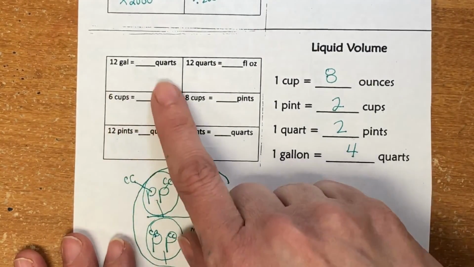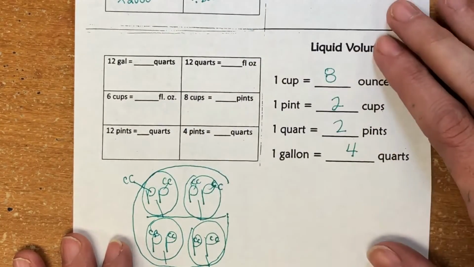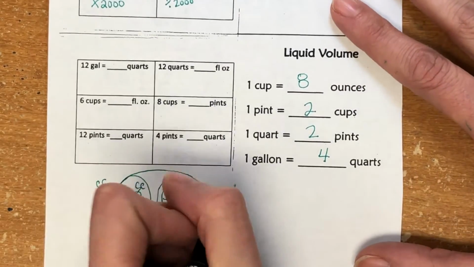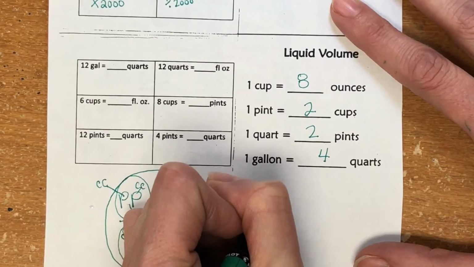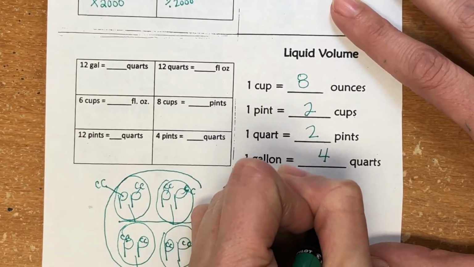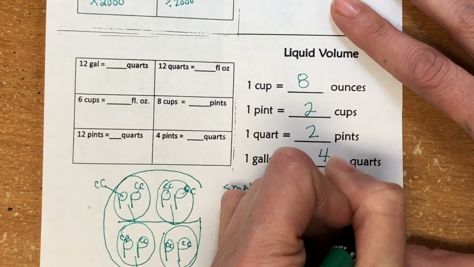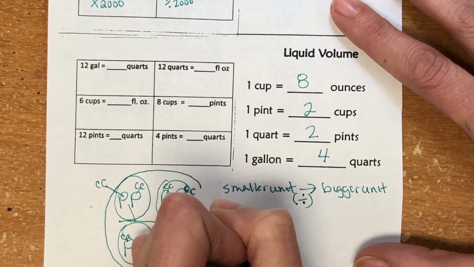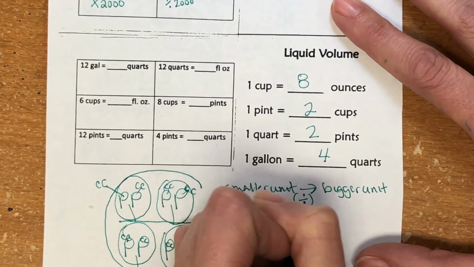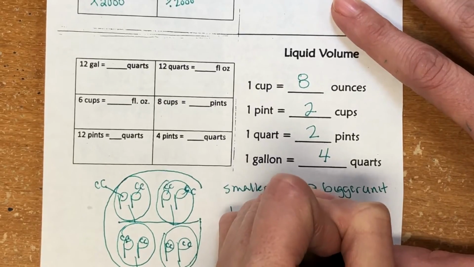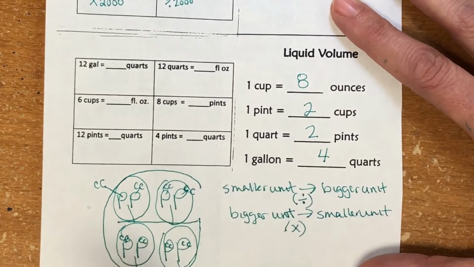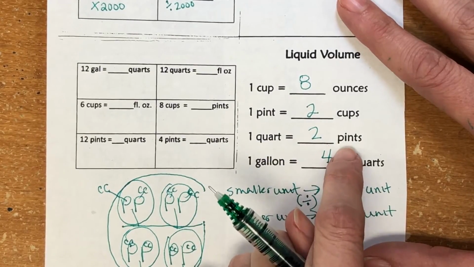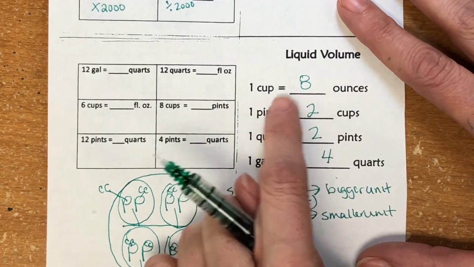So going from gallons to quarts. Well, 12 gallons. Again, I'm going to remind you, the rule is if you're going from smaller units to bigger units, you want to divide. If you're going from a bigger unit to a smaller unit, you're going to multiply. Same thing. So obviously a gallon is bigger than a quart. A quart is bigger than a pint. A pint is bigger than a cup. A cup is bigger than ounces.